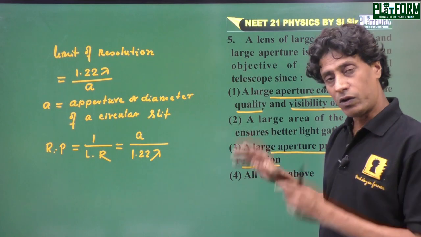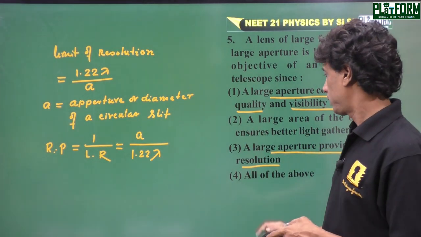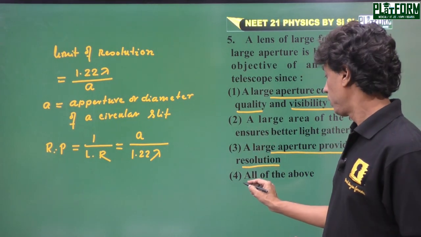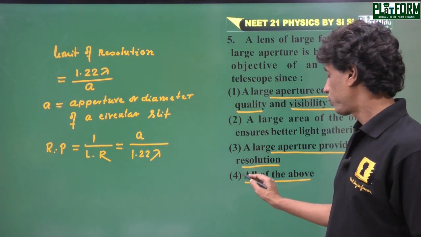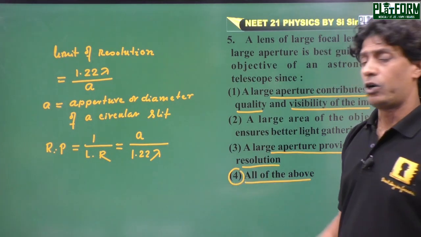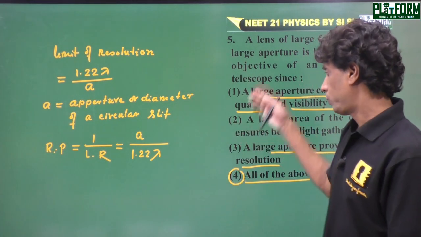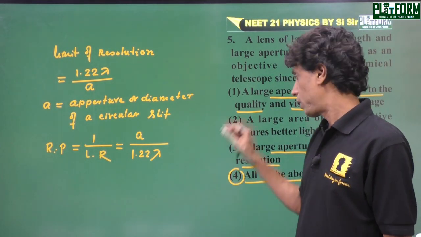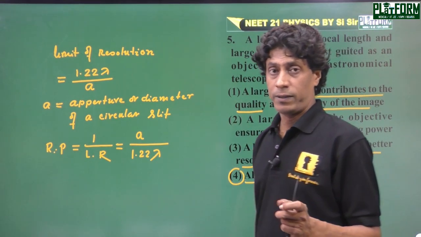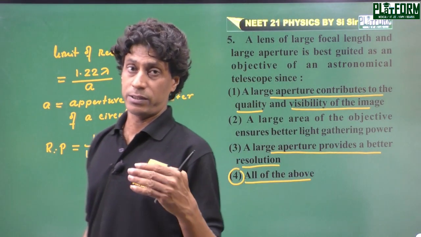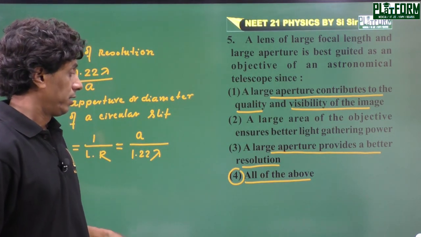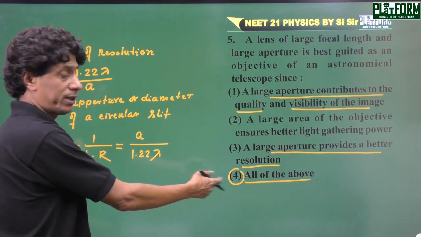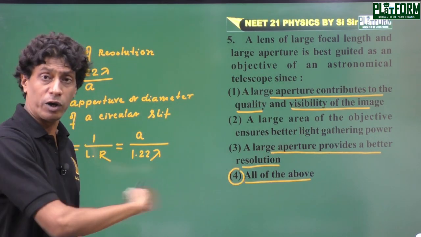So 1, 2, 3, all three are correct. Since the option all of the above is given, we have to take option 4. Though 1, 2, 3 are all correct statements, they are not the correct option here, because option 4 gives all of the above.